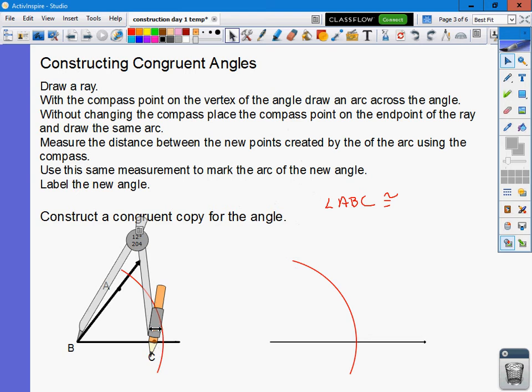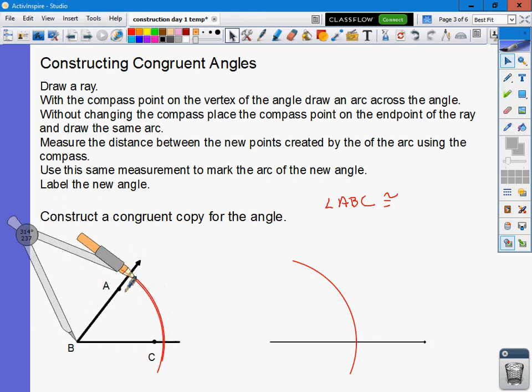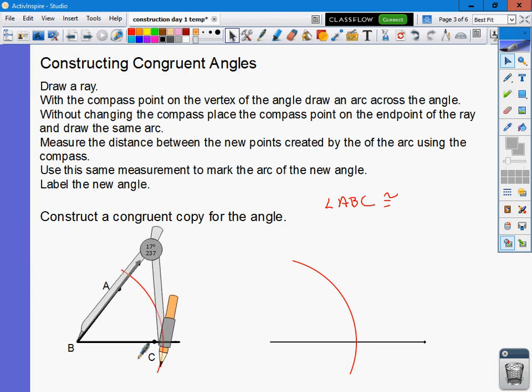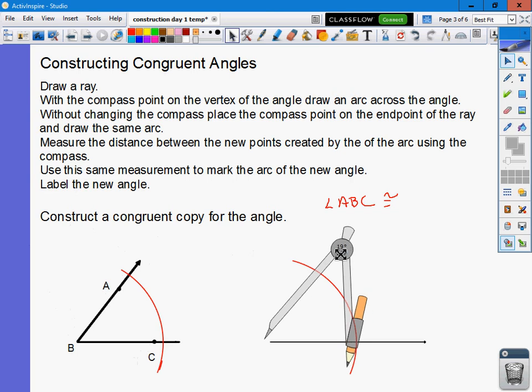I'm going to adjust this so you can see it was the same, and I made an arc that went across the angle. Okay? Then I came over here and I did the same thing. From the end point, I made that arc, so it crossed the angle. Everybody have those two arcs?